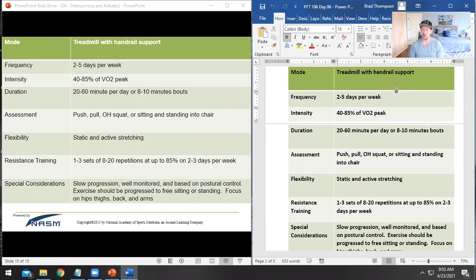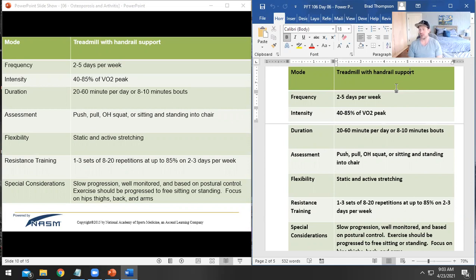Frequency, we want to see anywhere from 2 to 5 days per week. You'll notice 2 days is pretty low, but that's a lot of times where it will start because working out can be kind of painful for your client. And because it can be so painful, they may just have to limit the amount of days. They need increased recovery time. But eventually we work our way up to hopefully 5 days per week.